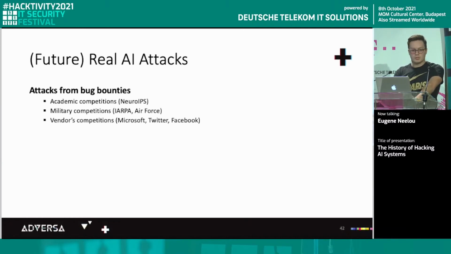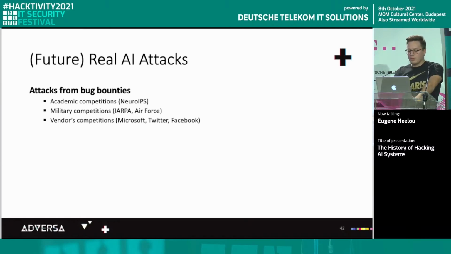And there are signals such as academic competitions, contests from the defense organizations, and also vendor contests. For instance, last year, Facebook hosted a deepfake detection challenge. And this year, Microsoft announced a malware evasion contest with the focus on fooling neural networks. And also recently, Twitter announced a bug bounty for ethical issues, mostly related to recommendations and some user experience and minority groups.